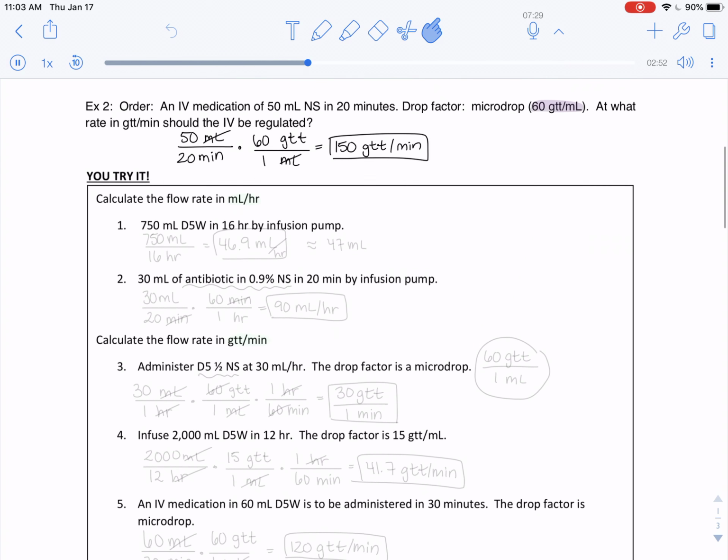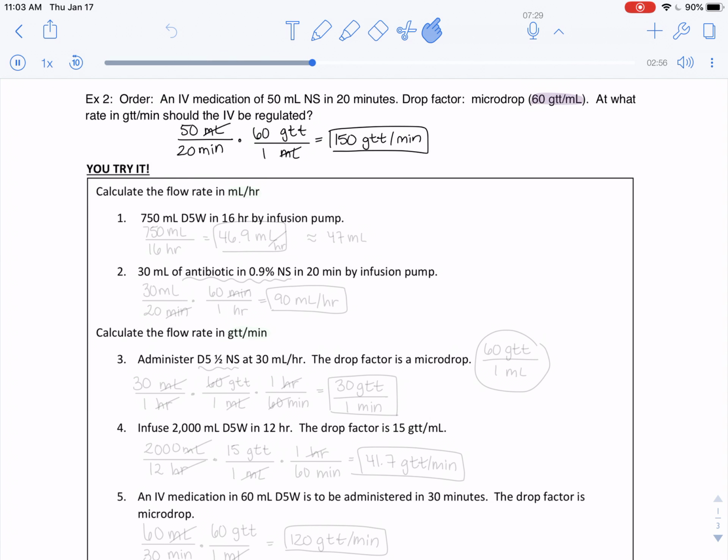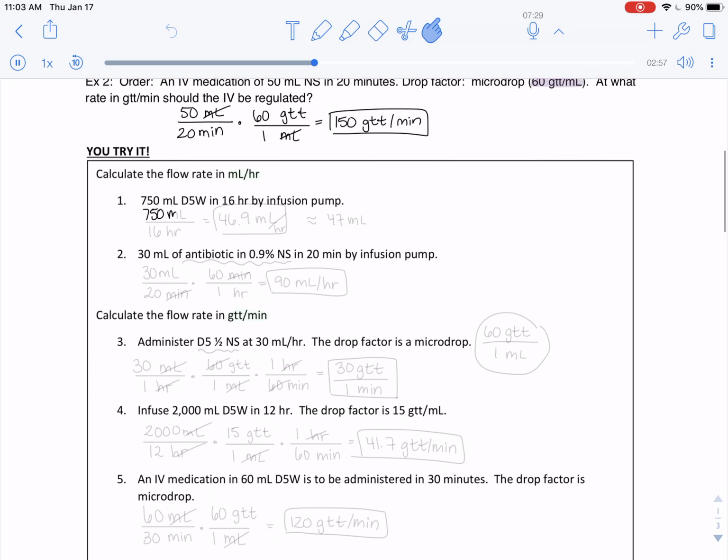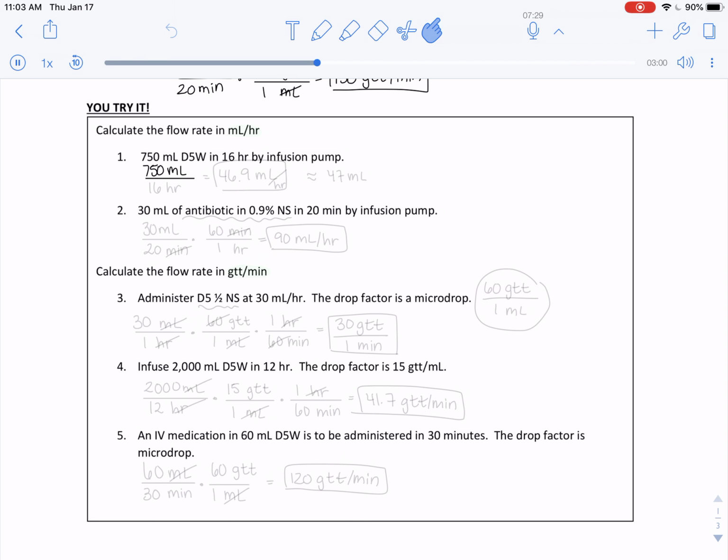Okay, here are some you try it problems. So for our first one, we have 750 milliliters over 16 hours, but we want our answer to be in milliliters per hour. So this is one where we can just divide 750 divided by 16, which is 46.9 milliliters. You could possibly round that one up to about 47 milliliters, but I'll just use the decimal for this example.